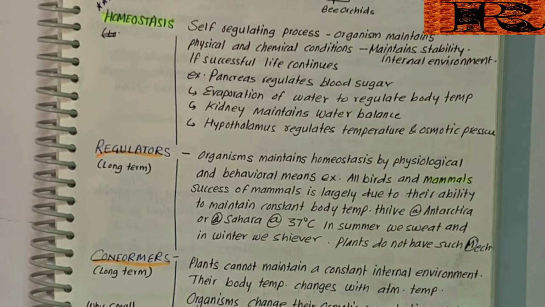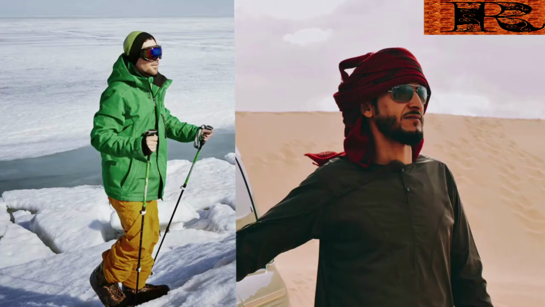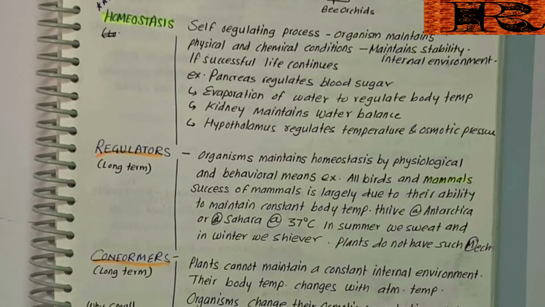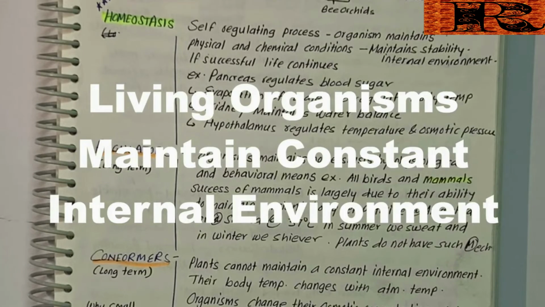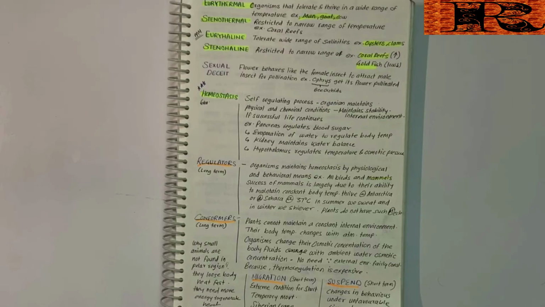Similarly, humans live both in polar regions as well as in the tropical deserts of Sahara, and they are successful in doing so because they can adjust or maintain a constant body temperature. In summer we sweat because our outside temperature is more than body temperature, and in winters we start to shiver, which produces heat and raises the body temperature. But ये तो हमने अपना सोच लिया. What about plants? Have you ever seen them shivering? Is it possible for them to maintain body temperature?